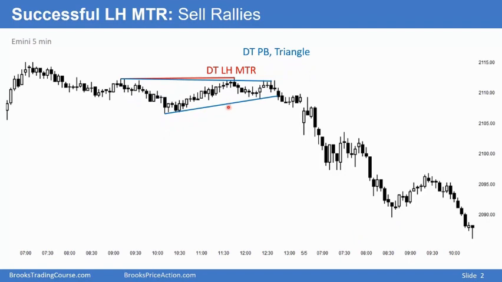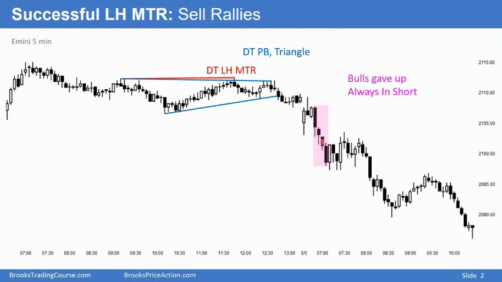In this particular case, you could also call it a triangle. 3 pushes up, 1, 2, 3. Even at this point, it's still potentially a bull trend. We might get bull trend resumption. So in a bull trend trading range, once the trading range lasts 20 or 30 bars, there's both a bull setup and a bear setup. 50% chance you'll get trend resumption up, 50% chance you'll get a trend reversal down.